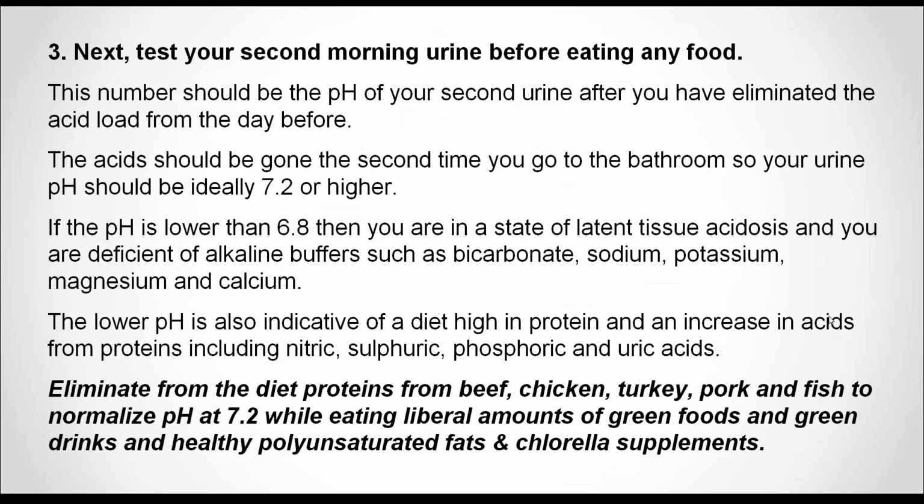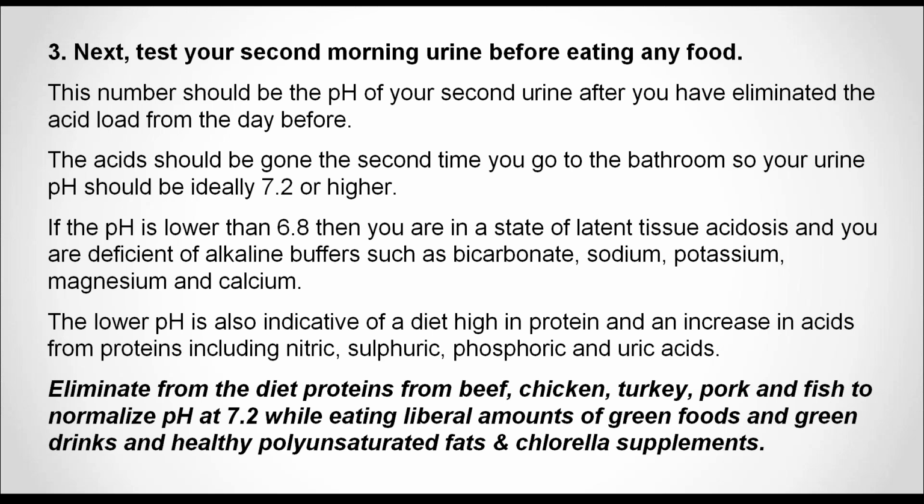More about that later. Number 3, next, test your second morning urine before eating any food. This number should be the pH of your second urine after you have eliminated the acid load from the day before with your first urine. The acid should be gone the second time you go to the bathroom, so your urine pH should ideally be 7.2 or higher. If the pH is lower than 6.8, then you are in a state of latent tissue acidosis and you are deficient of alkaline buffers such as bicarbonate, sodium, potassium, magnesium and calcium.